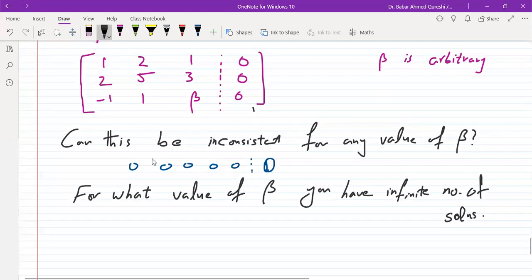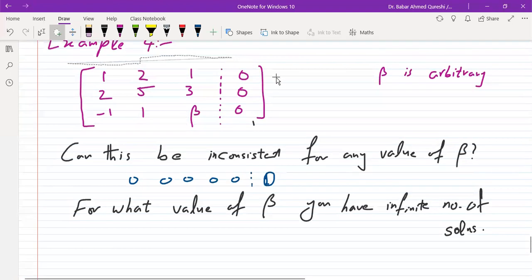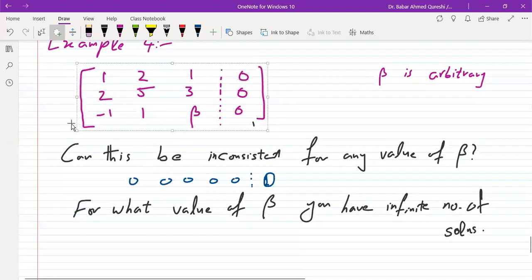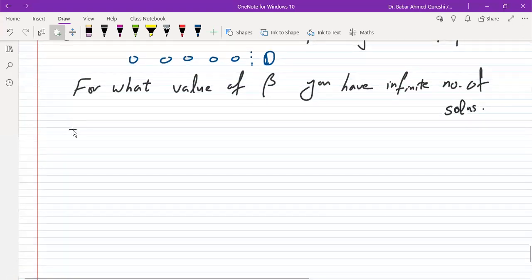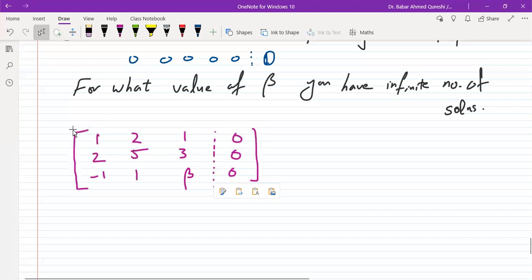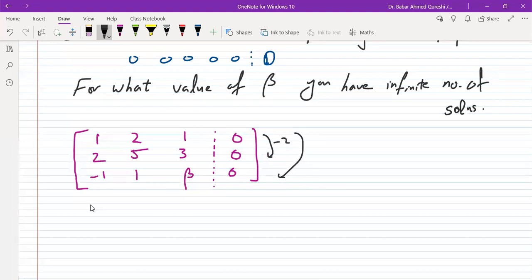For that, I just simply need to quickly solve it. It's a 3 by 3. With this method, it's actually very easy to do that. All you need is -2 and just a simple addition.